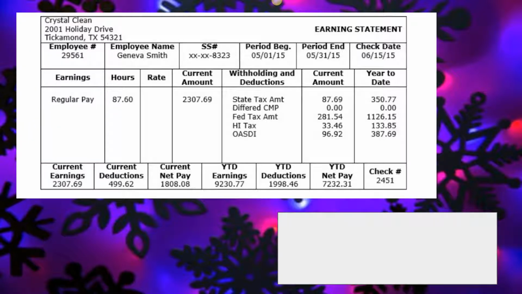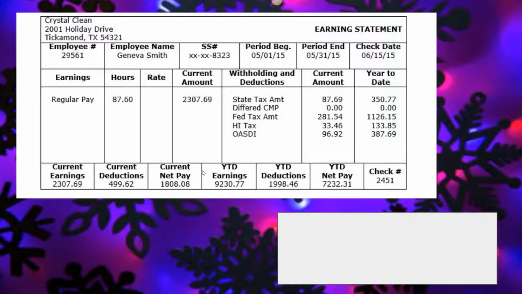So here is an example of a pay stub. Now, there is a lot of information here, a lot of abbreviations and dates and numbers, so it can be super overwhelming. The first thing I want you guys to pay attention to is current earnings. Current earnings represents the gross pay for this paycheck. Everything to the right of this current earnings is considered deductions.